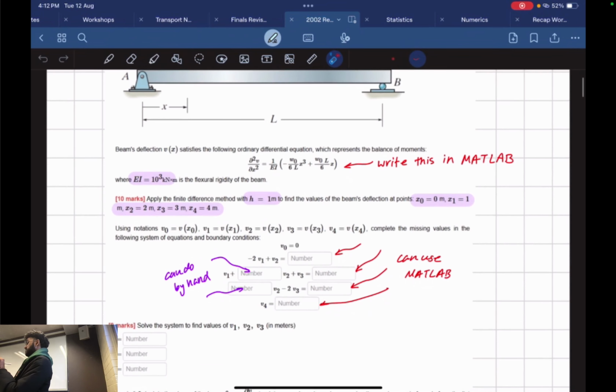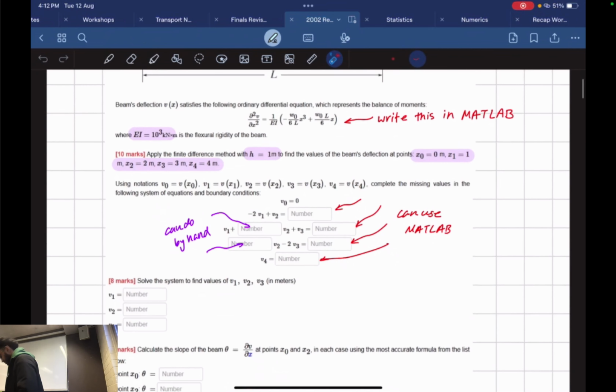Apply the finite difference method with h equal to 1 meter to find the values of the beam deflections at points x0, which is 0 meters, x1 being 1 meter, x2, x3, x4, and so on. First of all, they've given us this sub-question, which is to figure out some equations in terms of V1, V2, V3, V4, and V0 as well, okay?